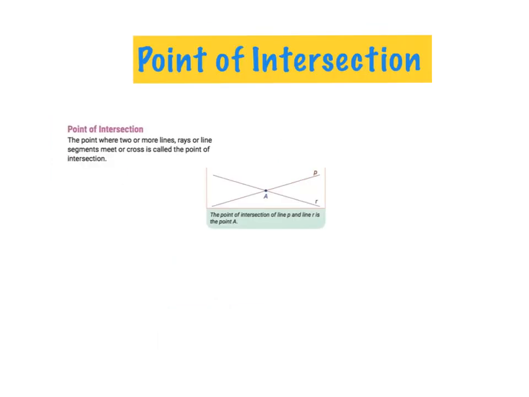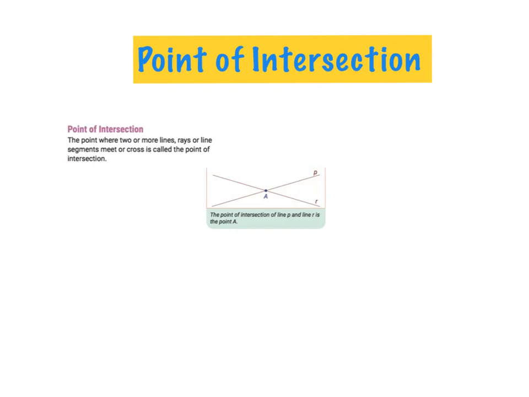Okay, now we're going to have a look at the point of intersection, okay? So the point of intersection is simply where two or more lines, rays, or line segments meet or cross, okay? So it's basically where two lines, or a line and a ray, or a line and a line segment, they cross.